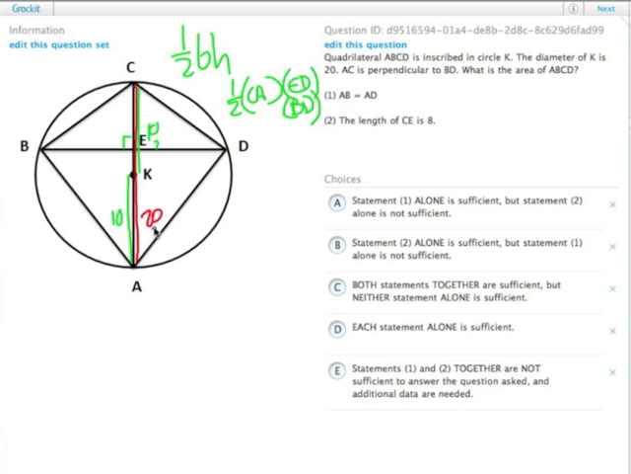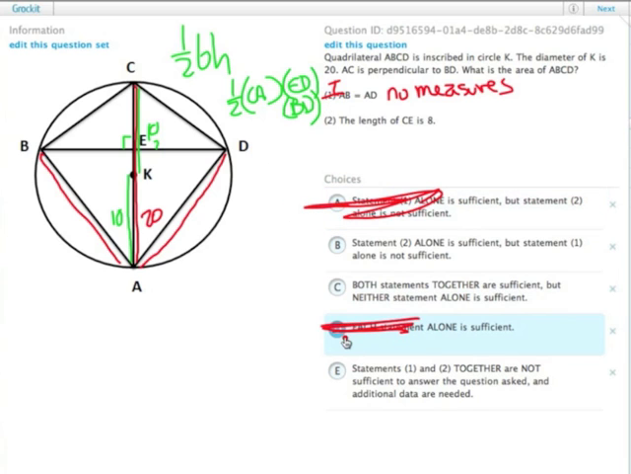Statement 1 tells us that AB equals AD. So that gives us these two dimensions as being equal, which would be useful because then we could just find perhaps the area of one of the two triangles, and then double it. But on its own, we don't have any measures. So on its own, statement 1 can't be sufficient. We cross off A and D.